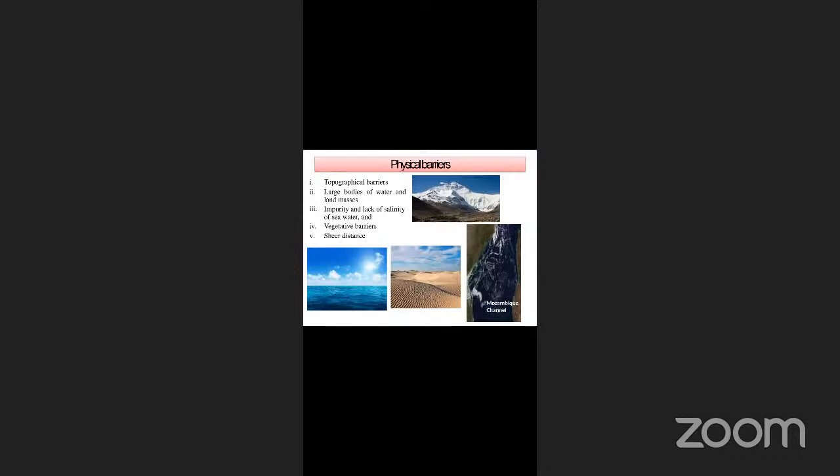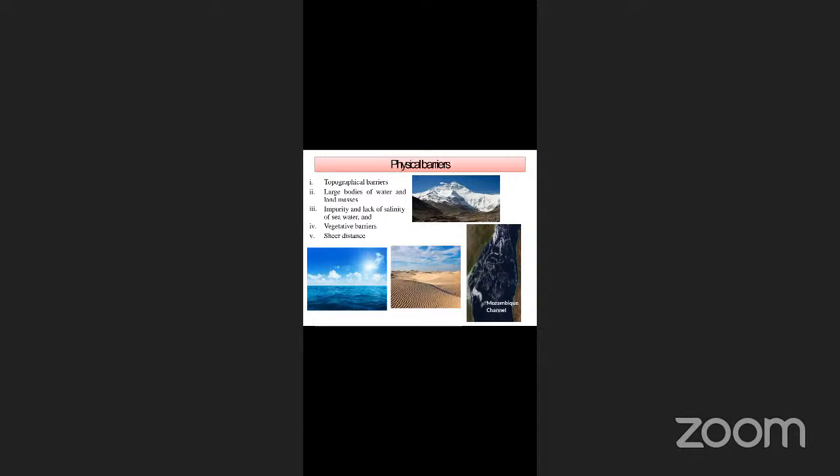Barriers to dispersal are mainly either a vast tract of territory inhospitable to the species, or narrow bands of environment that may act as narrow fences preventing the species migration to a new region. Mainly this can be of 3 types: physical barrier, climatic barrier, and biological barrier. Physical barriers include topographical barriers, like large mountains or large bodies of water and land masses, like oceans, seas, very big water bodies.